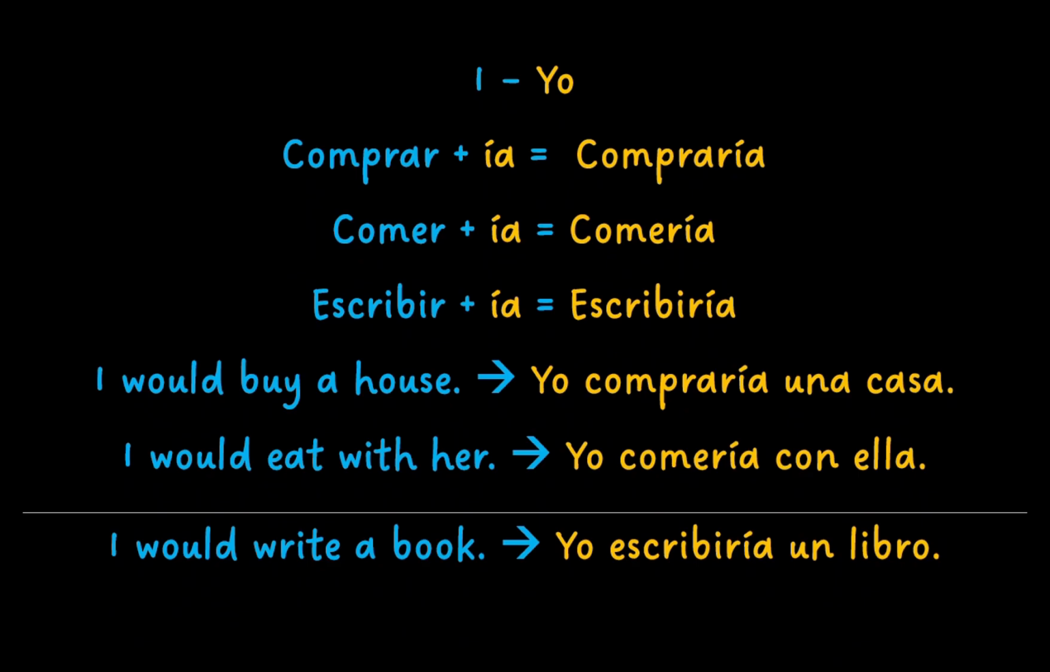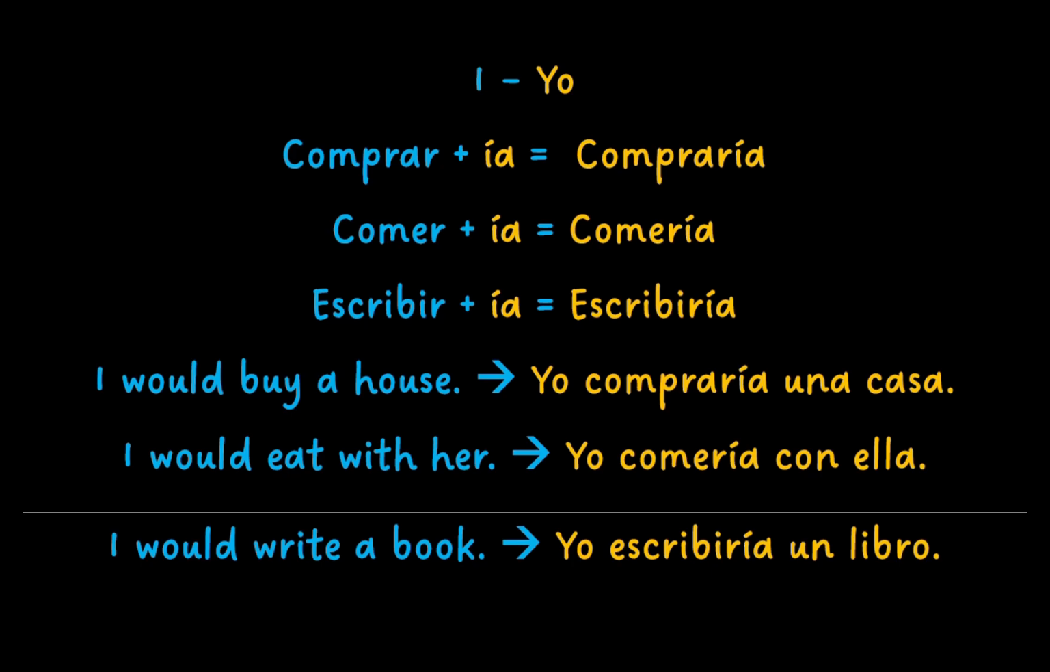I in Spanish is yo, and to conjugate this, we add í with an accent, a. So to say I would buy, comprar becomes compraría. To say I would eat, comer becomes comería. And to say I would write, escribir becomes escribiría.